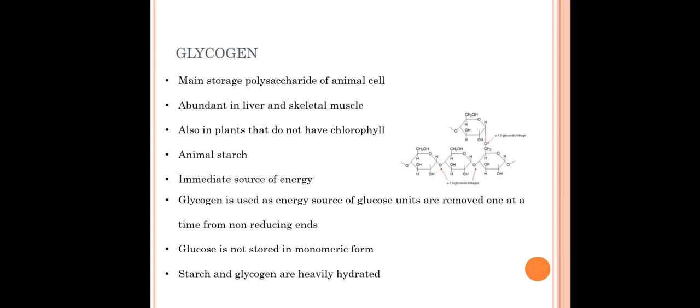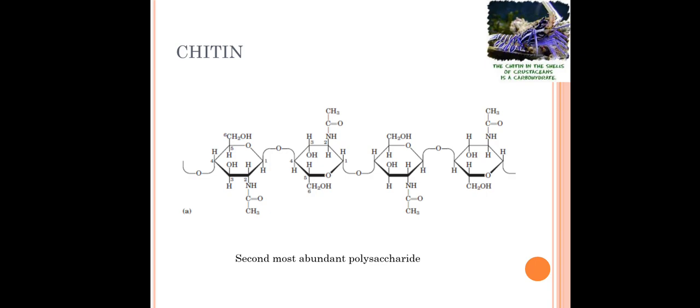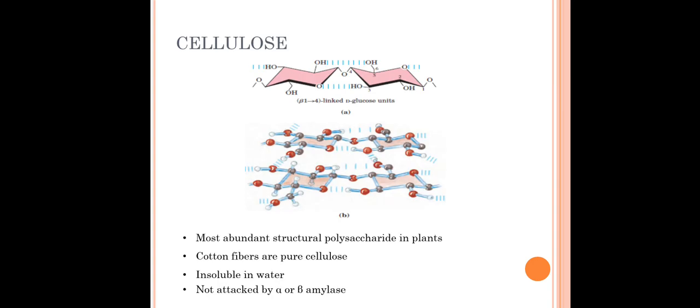Then glycogen is present in animals, hence it is called animal starch. It is a branched structure joined by alpha 1,4 glycosidic linkages, with branch points by alpha 1,6 glycosidic linkages. And then chitin. Chitin is closely related to cellulose, having beta 1,4 linkages between beta D glucose units. It is found in fungi, crabs, and insects.